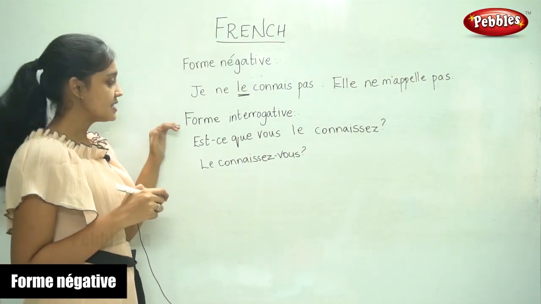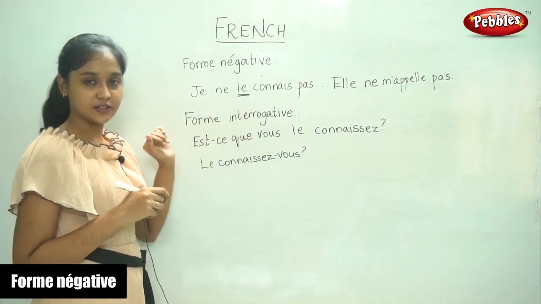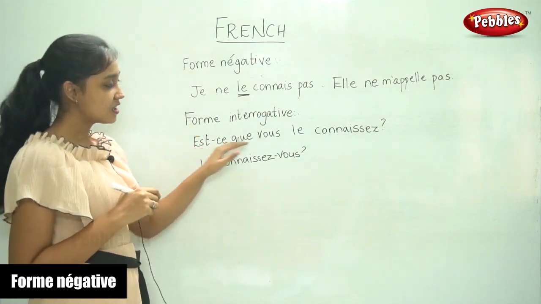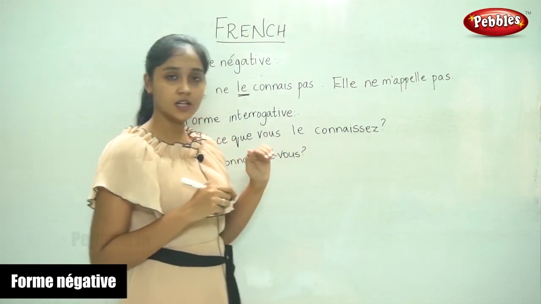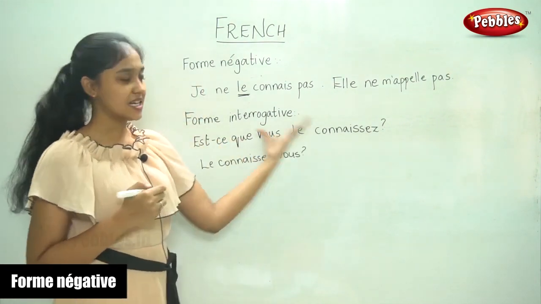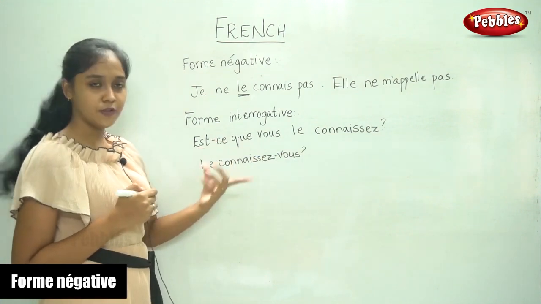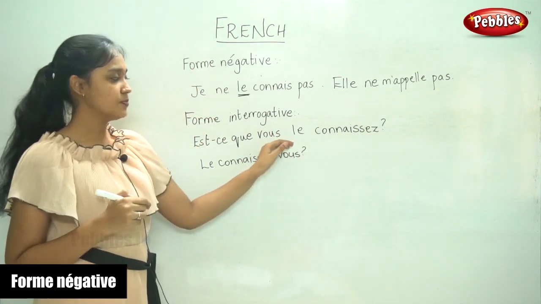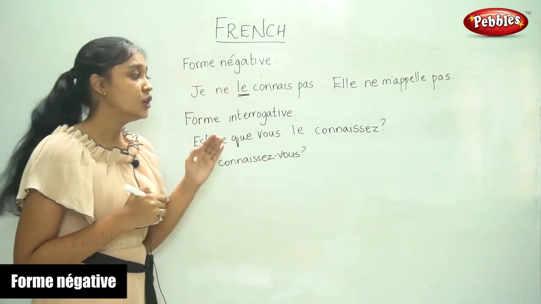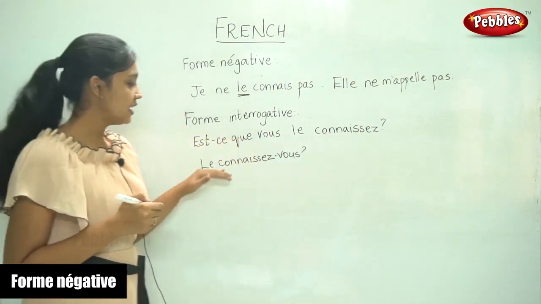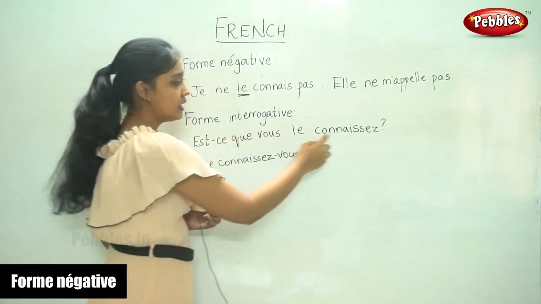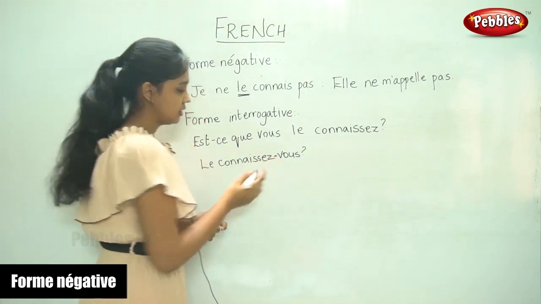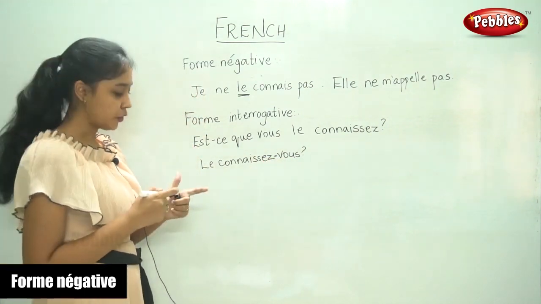The next one is la forme interrogative. So we are going to write questions with this. Est-ce que vous le connaissez? So it is simple. It is a sentence. We used the est-ce que form. Est-ce que vous le connaissez? So simple, the sentence with a question mark. You can also write this question in the inverted form, right? Le connaissez-vous? So then you have a hyphen in the inverted form.